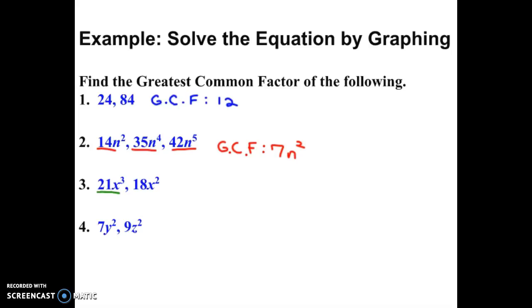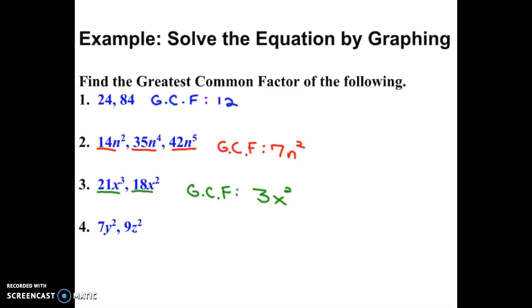The next one, 21x cubed and 18x squared. This one's pretty straightforward. The greatest common factor of 21 and 18, if you were to write them out or make a tree, should be 3. And then they both have at least an x squared. They both share at least 2 x's in common. So an x squared.